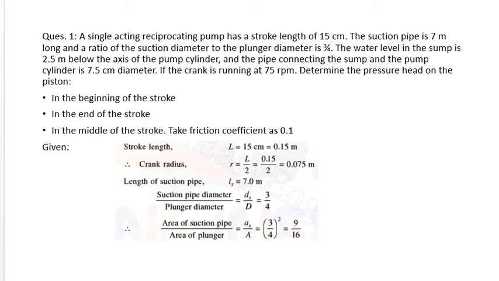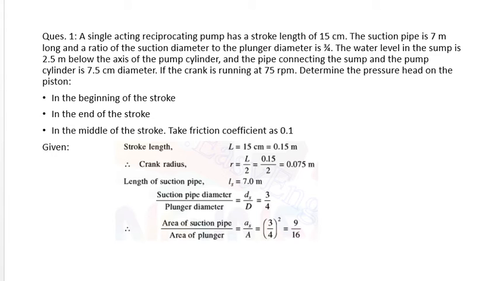If the crank is running at 75 rpm, determine the pressure head on the piston in the beginning of the stroke, at the end of the stroke, and in the middle of the stroke. You can assume frictional coefficient as 0.1.